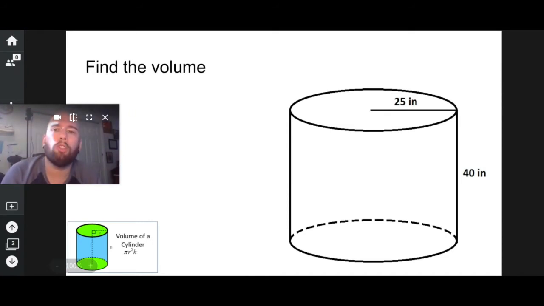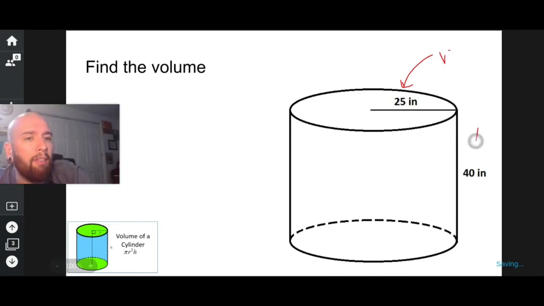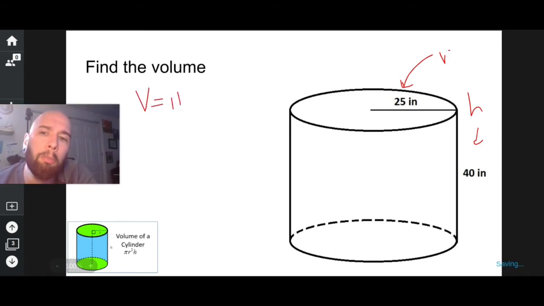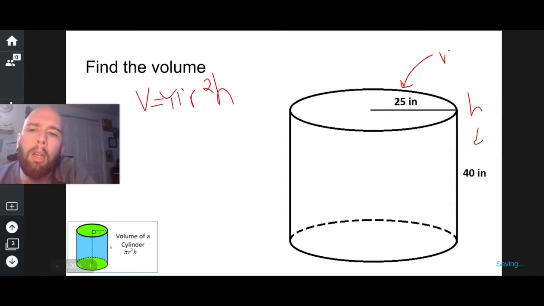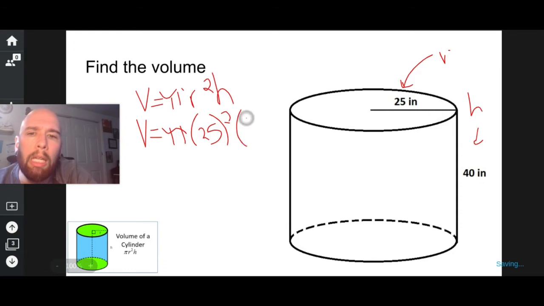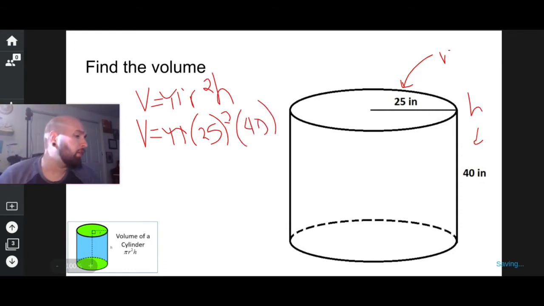There you go. So we have the shape right there. It is a cylinder. I have a radius. I have a height. I have everything I need to throw this into my formula. My formula for a cylinder is V equals pi r squared h. I like to write out the formula each and every time. So V equals pi times the radius, which is 25 squared, times the height, which is 40. And it's just a matter of throwing it in your calculator.